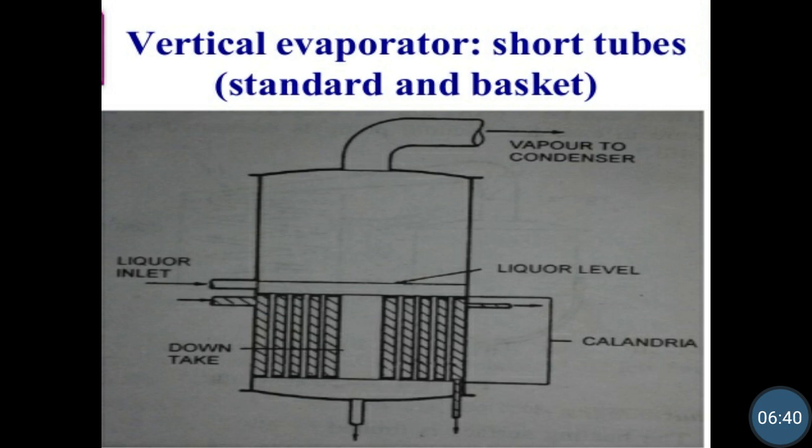The liquid in the tubes is heated by the steam and begins to boil. The mixture of liquid and vapor comes out of the tubes, which sets up a circulation, with the boiling liquid rising up in the smaller tubes of the calandria and returning down the large central downtake.